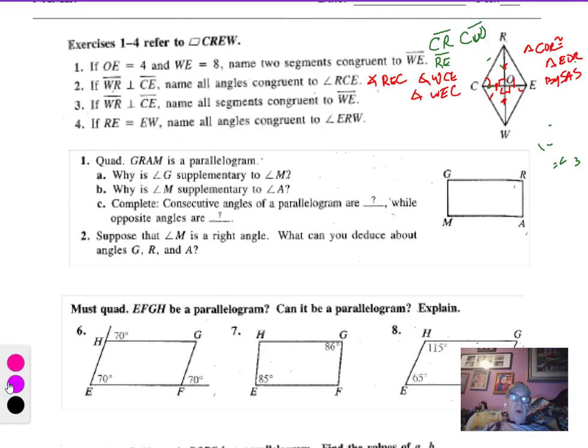And a rhombus is a parallelogram. It's a special type of parallelogram where all the sides are congruent, diagonals bisect each other, and diagonals are perpendicular.